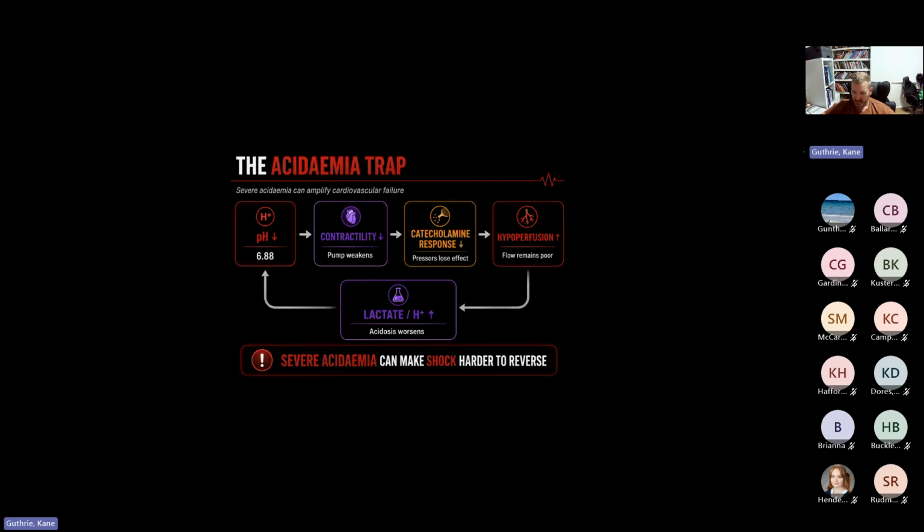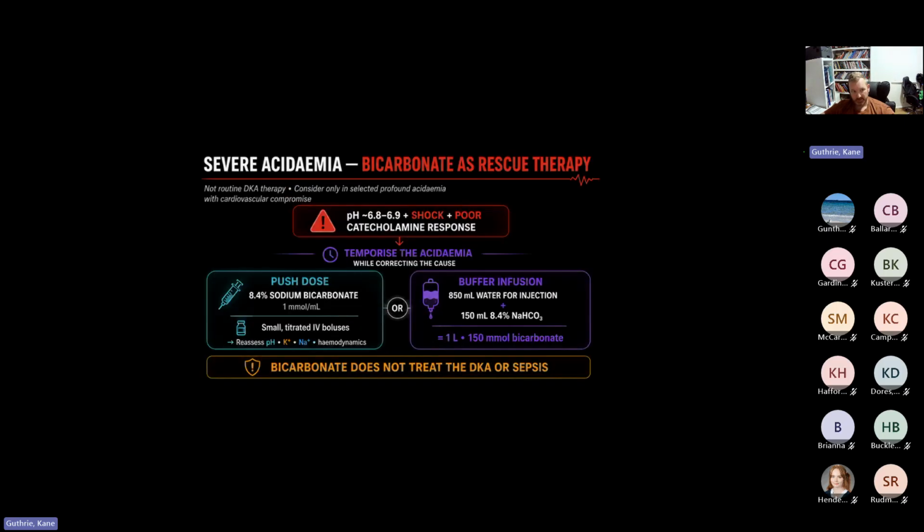catecholamines then get poorly responsive, and pressors lose their effect, especially noradrenaline and adrenaline. Vasopressin, not as much. They get this worsening hypoperfusion from it, and so from that the lactate goes up and the acidosis worsens. So your noradrenaline is not going to work in someone that's so severely acidotic.